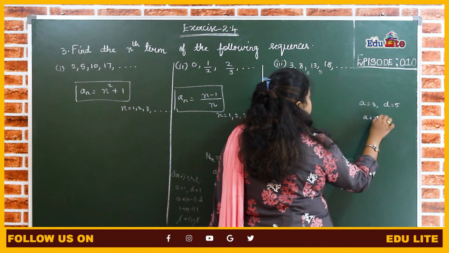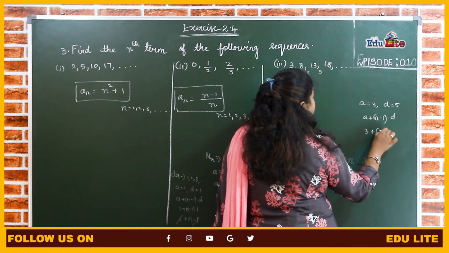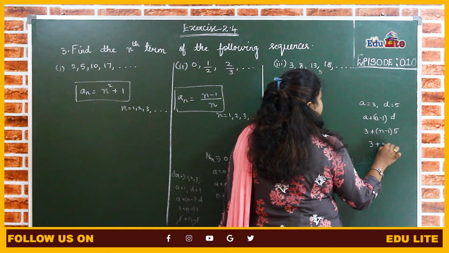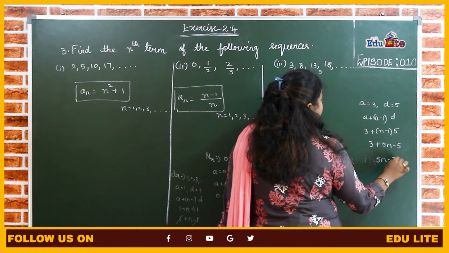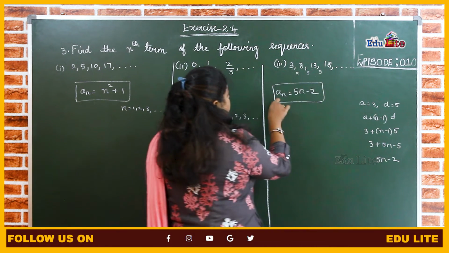Using an is equals to A plus n minus 1 into D. A value is 3 plus n minus 1 into D value is 5. 3 plus 5n minus 5, 5n minus 2. So, the nth term for the sequence is 5n minus 2.